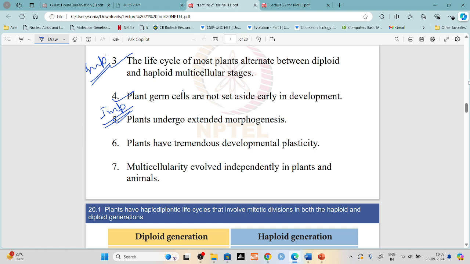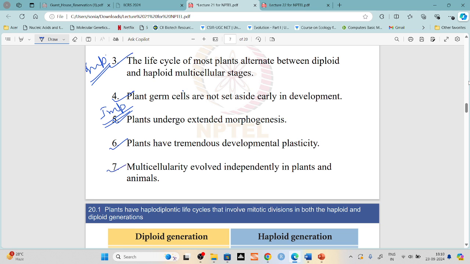Then the next point is that plants have tremendous developmental plasticity. What does it mean? Let us consider humans. If you cut a finger of a human, the finger cannot regrow. But when it comes to plants, if you cut a stem, or pick flowers or leaves, leaves will come again at that position, flowers will come again at that position, and the stem will occur again in some of the other places. So that means they have developmental plasticity, which is not seen in animals. Then, multicellularity evolved independently in plants and animals.